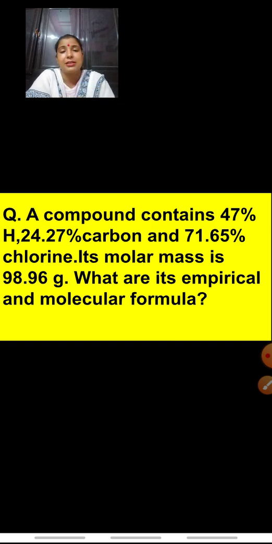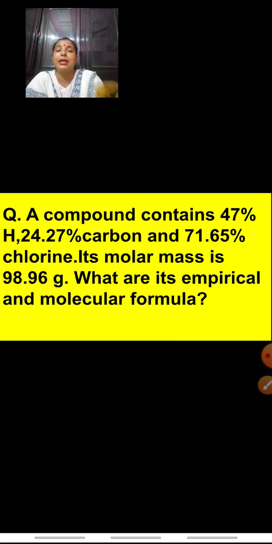Now in these 3 atoms their percentage composition is given to you. That means if 100 gram of the compound is there, how much will be carbon, how much will be hydrogen and how much will be chlorine, it is given to you. And its molar mass is 98.96. That means the molar mass is also given. In the just previous slide, I told you if you know the percentage composition, you can calculate the empirical formula. And if along with the empirical formula you are having the molar mass, you can calculate the molecular formula. So what you have to calculate is what are its empirical and molecular formula.